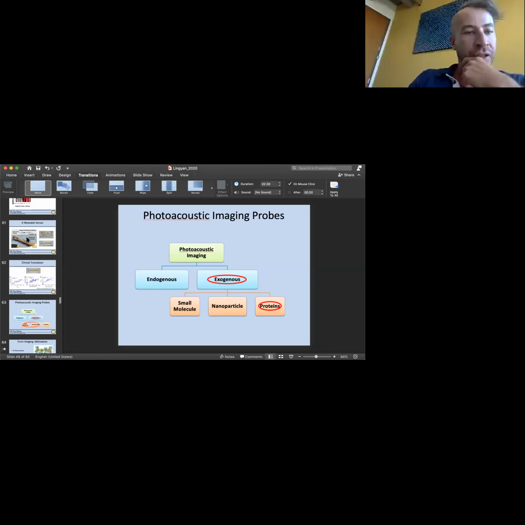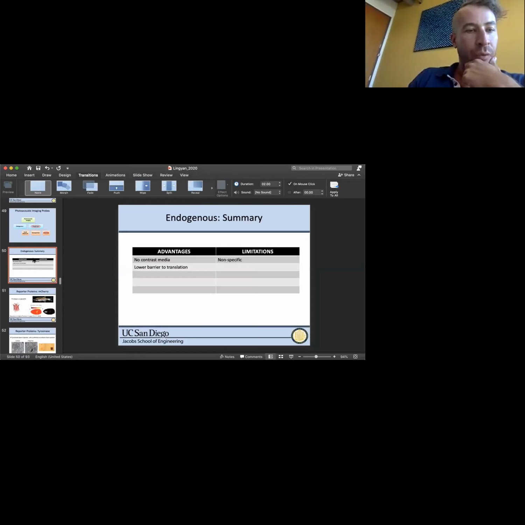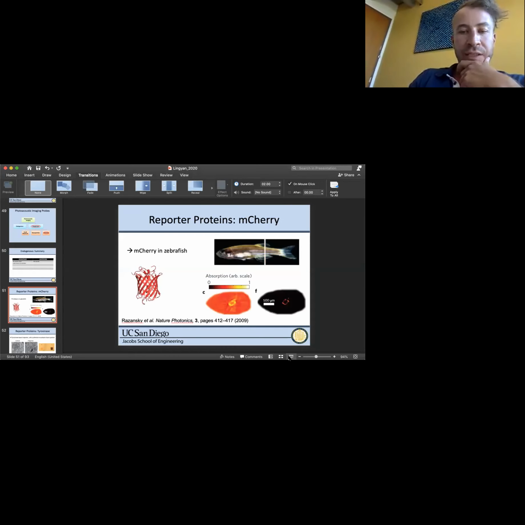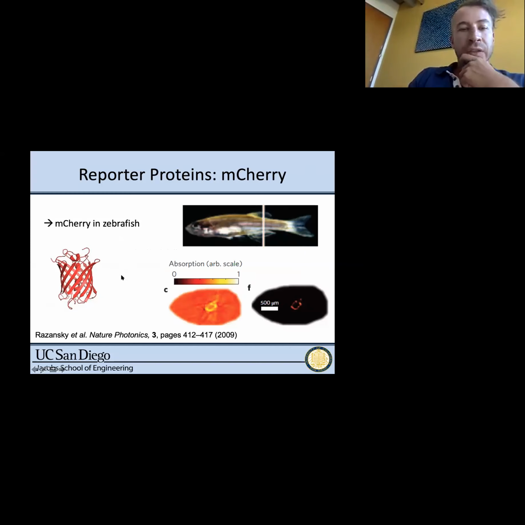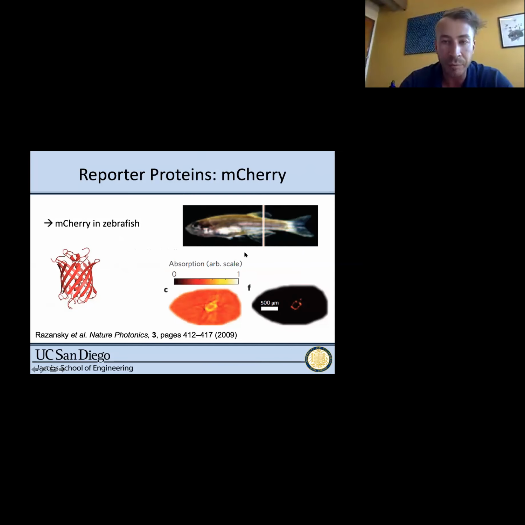I should also mention that some of your students may be working on reporter genes if they're in Peter Wong's group. There's been lots of work on using fluorescent proteins, but a lot of these didn't have a very bright signal because they have a low quantum yield. If you have a low quantum yield, you might have a strong photoacoustic signal. So here's mCherry that was expressed in the spinal cord of this zebrafish, and using photoacoustics, they imaged the spinal cord of this zebrafish.